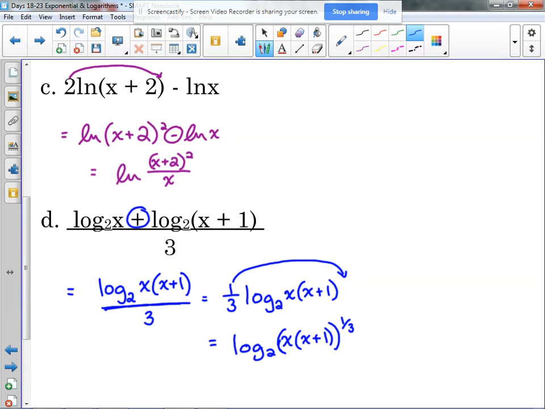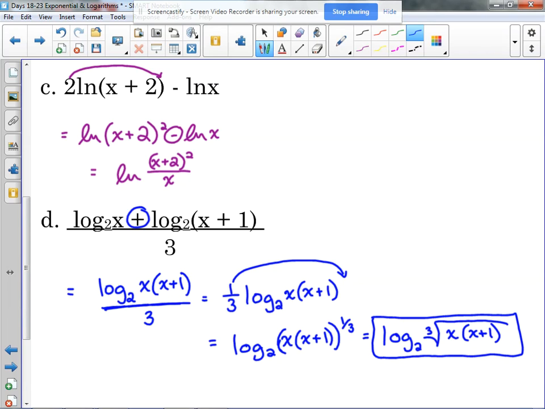Now, if the 1/2 power is the square root, what do you think the 1/3 power is? Cube root. So that is how you will likely see this answer expressed, as the cube root of x times x plus 1. An entire expression is under the cube root.